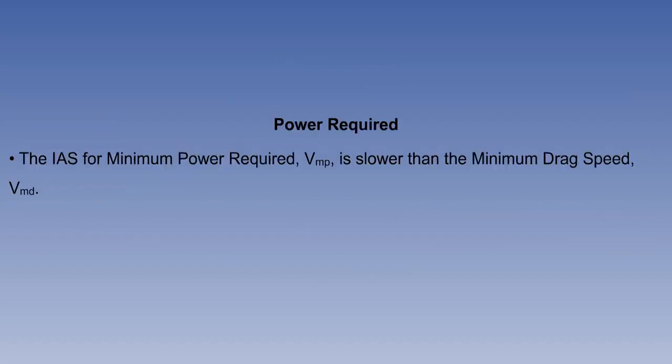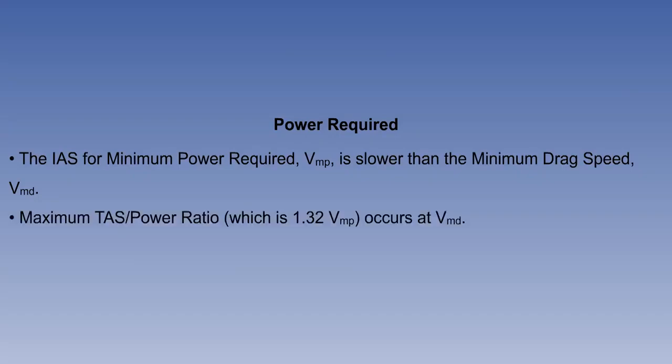The IAS for minimum power required, VMP, is slower than the minimum drag speed, VMD. Maximum TAS to power ratio, which is 1.32 VMP, occurs at VMD.